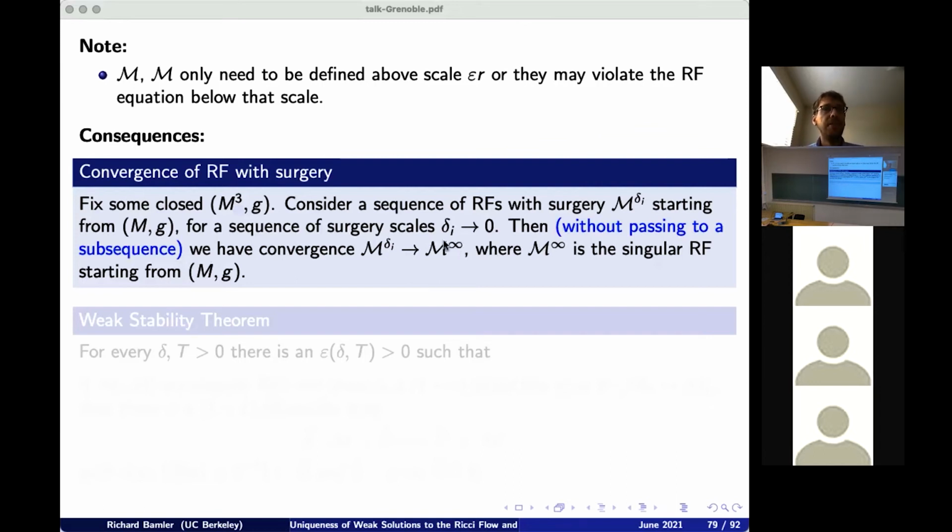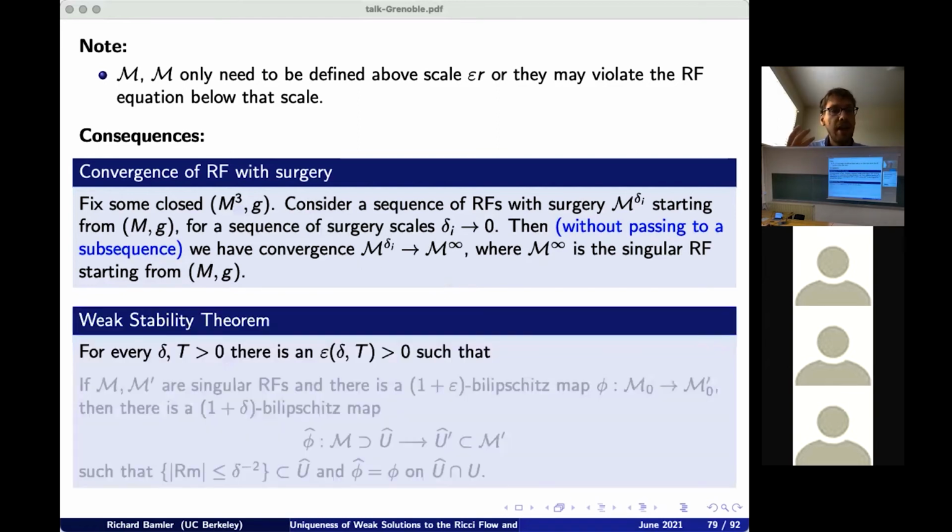This is basically similar to what Kleiner and Lott obtained when they constructed singular Ricci flows, but they obtained a compactness theorem. So they could only show that after passing to a subsequence, we have convergence of this form. Now it turns out that even without passing to a subsequence, we always have convergence to that unique singular Ricci flow. So this shows that every Ricci flow with surgery is some kind of approximation of this singular Ricci flow. All right, so this is one application.